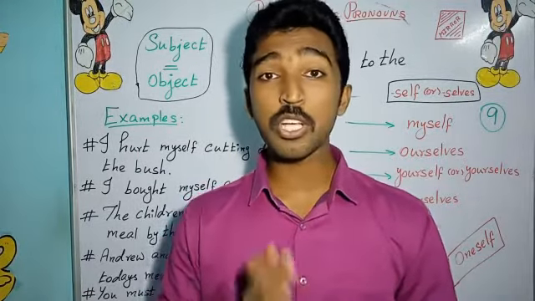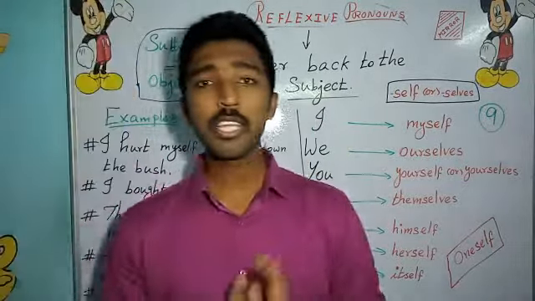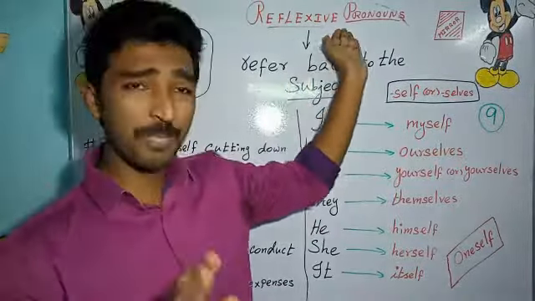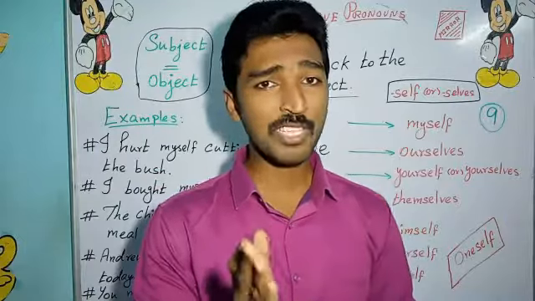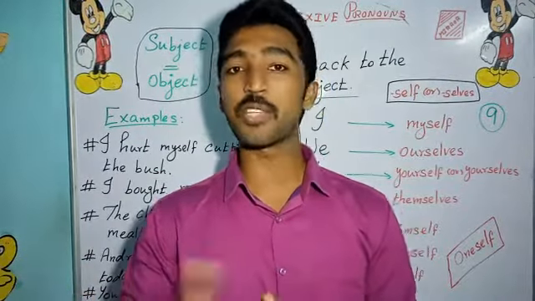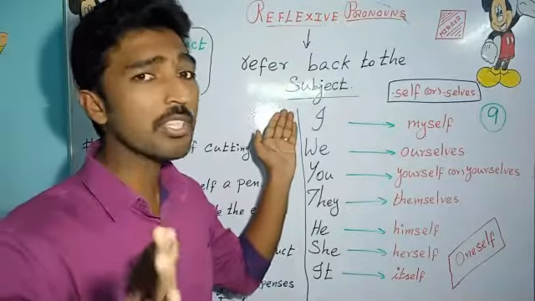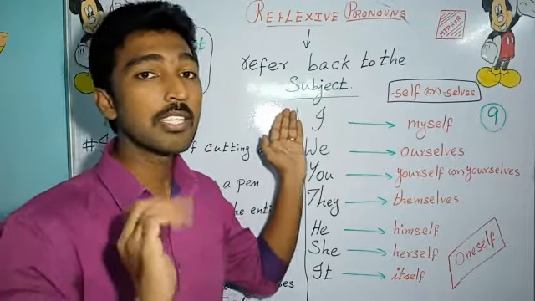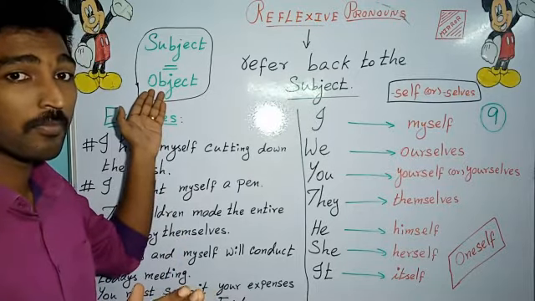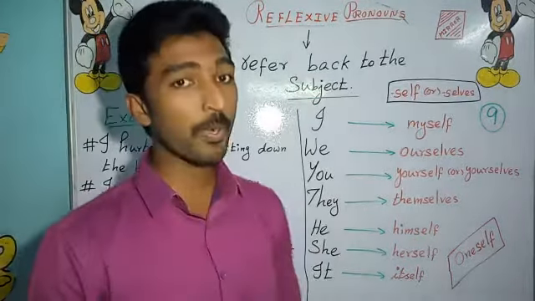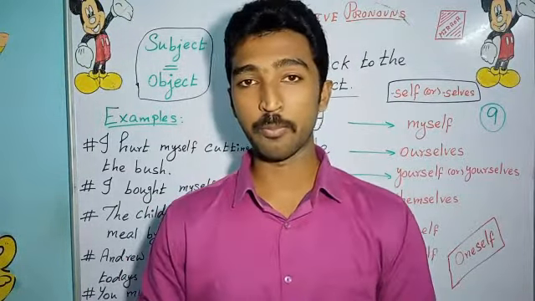A reflexive pronoun is a word that refers back to the subject. It reflects. The word reflexive means reflects. You can see that it reflects the subject. A reflexive pronoun reflects the subject of the sentence. It refers back to the subject. We can use reflexive pronouns when the subject and object of the sentence are the same.